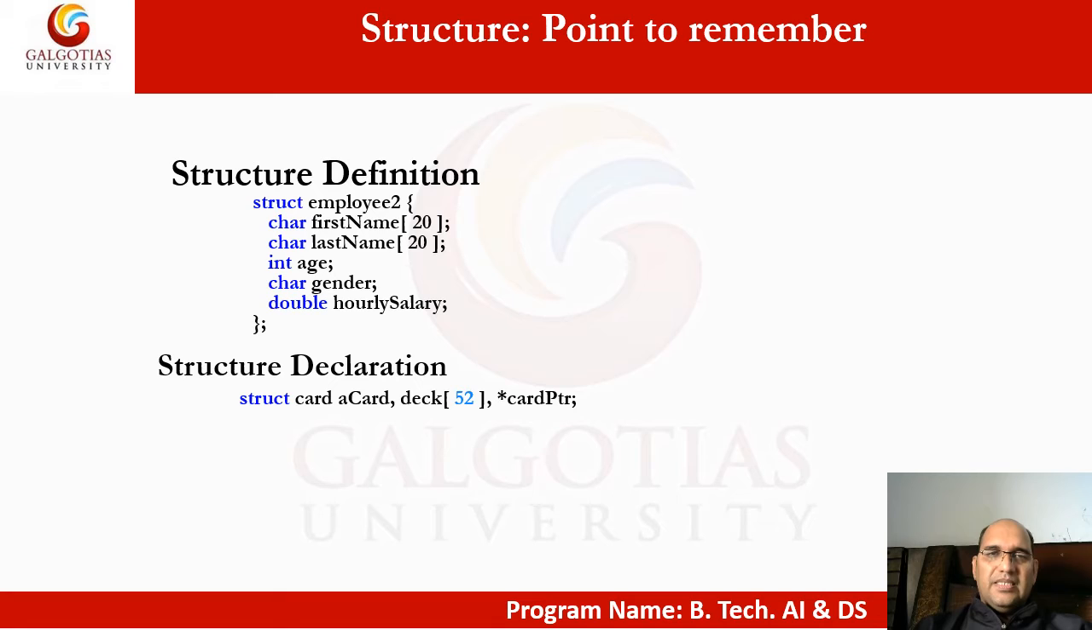This is similar to what we do for our primary data types, that is for integer and floating point. So in place of integer, what we have written here is struct card. In integer, we write int, and then suppose you write a, then b array of 52, and then star c. All that becomes the integer type, but here we are declaring it for structure type.